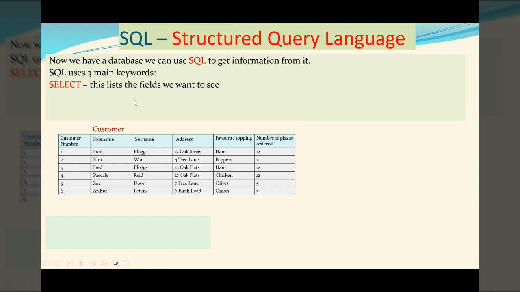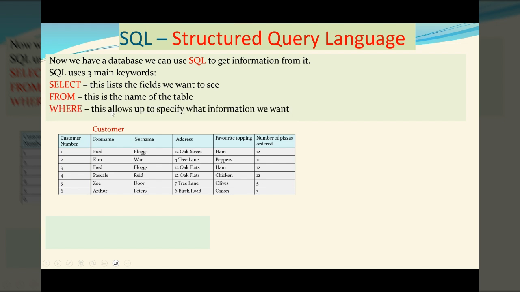So if we wanted to see just the forename and surnames of our customers and nothing else, we'd say select forename, surname. From is the name of the table. So the table is called customer, so it's going to be from customer. And finally, where. This allows us to specify the information we want to see. If we don't specify any information, we're going to see all of the fields, or if we ask to see the forenames and surnames, we see just all of the forenames and surnames. But we could say, for example, select forename, surname from customer, where number of pizzas ordered is equal to 12. That would show us the forename and surname for this customer, and this customer.